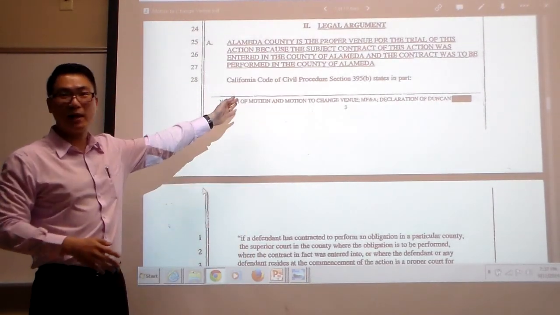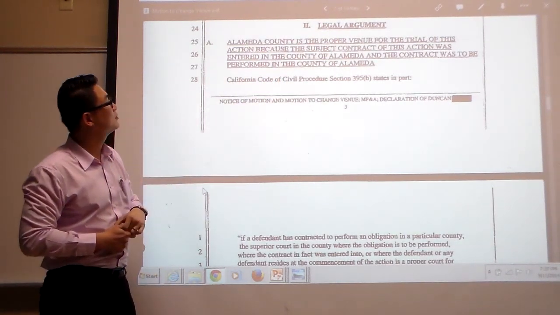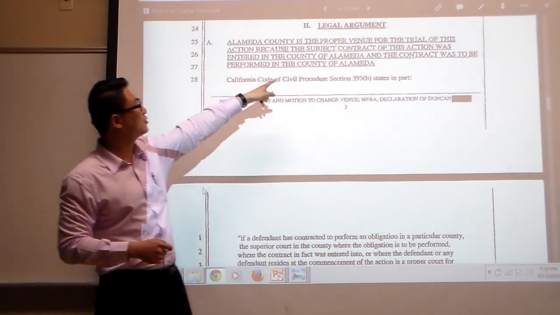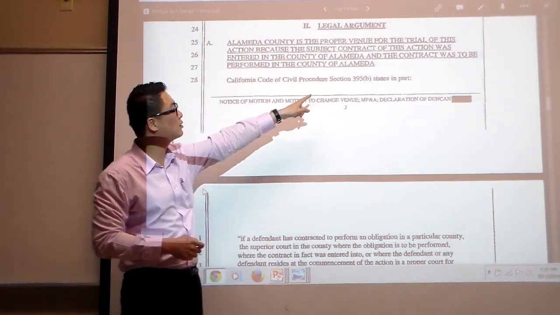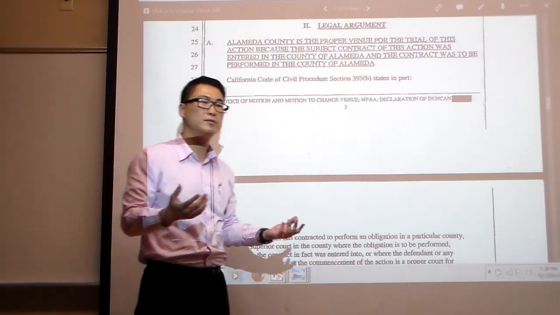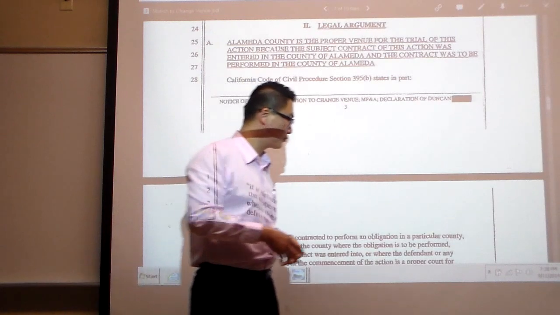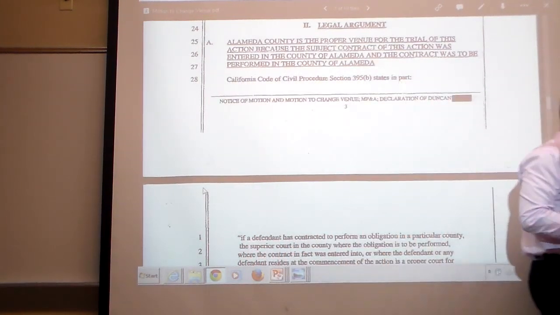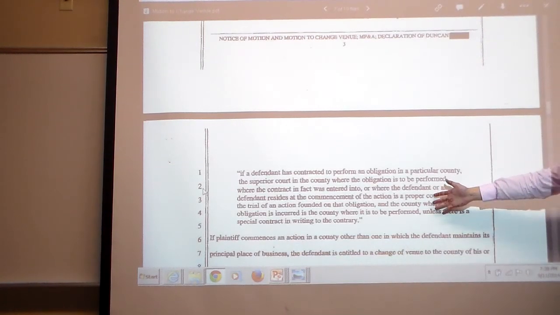I said, first, Alameda County is the proper venue, because the contract was entered into in the county of Alameda, and the contract was to be performed in Alameda, because my client has a little shop in Alameda. And I cited to the law. This is the law.